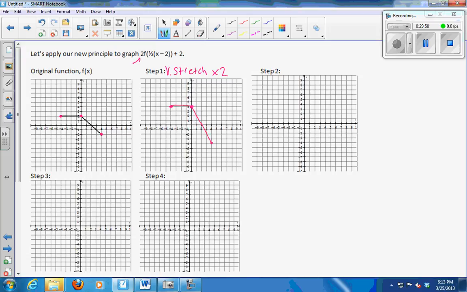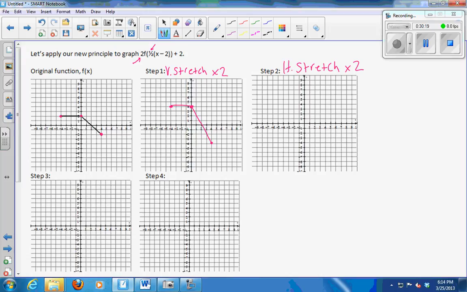So there's my vertical stretch. And then moving on to the 1/2 inside, what kind of transformation does that correspond to? Horizontal stretch. What's my factor? Horizontal stretch, again, times 2.